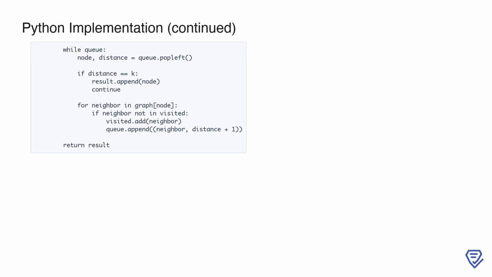The BFS continues until the queue is empty, meaning all reachable nodes have been processed. Finally, once the traversal is complete, we return the result list, which contains all nodes that are exactly k distance away from the target node. This approach is efficient and leverages the graph representation to simplify the problem of navigating the binary tree.